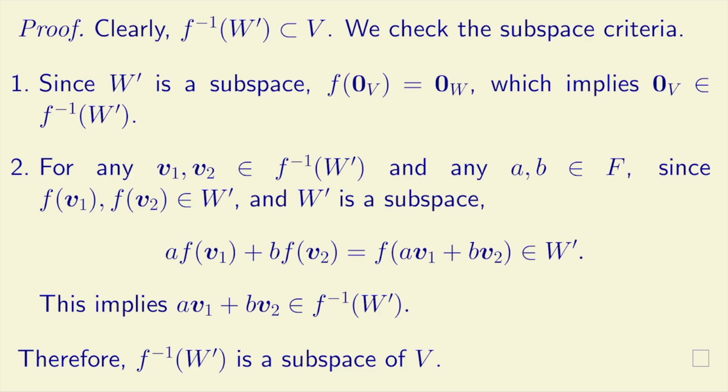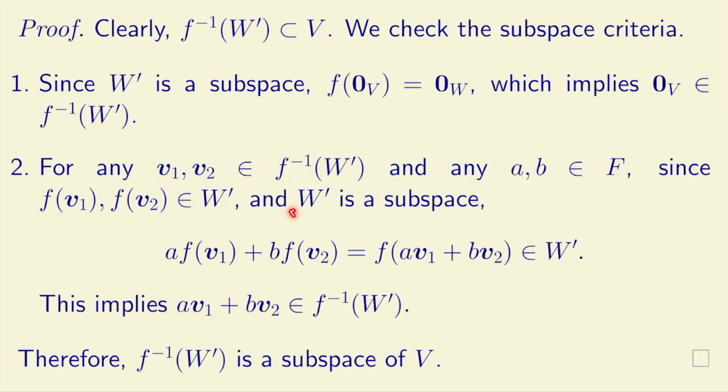Take any two vectors in the inverse image, v1 and v2, and any scalars a and b. The goal is to show that their linear combination, av1 plus bv2, is also in the inverse image. Since v1 and v2 are in the inverse image, their images, f of v1 and f of v2, must be in the subspace w prime.